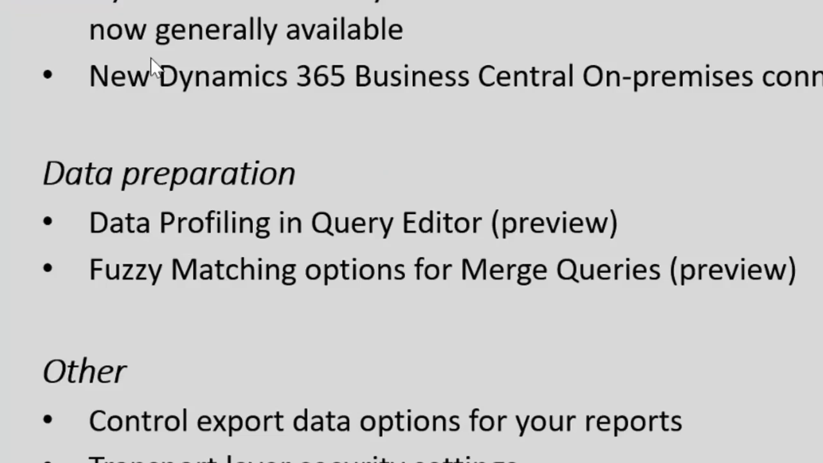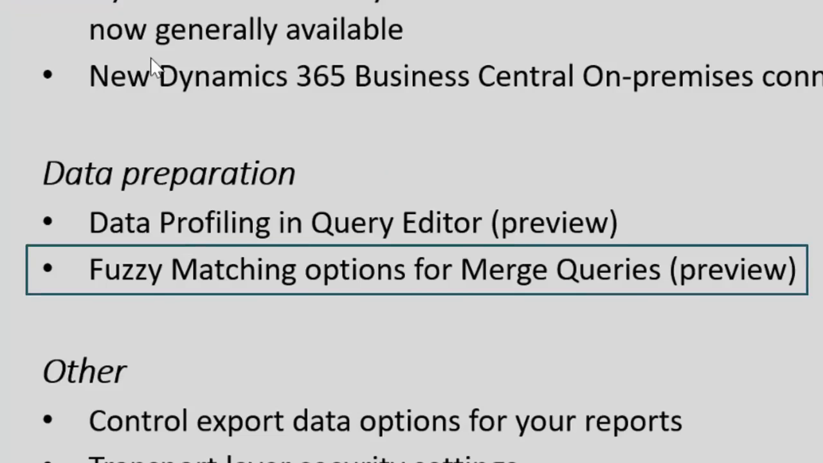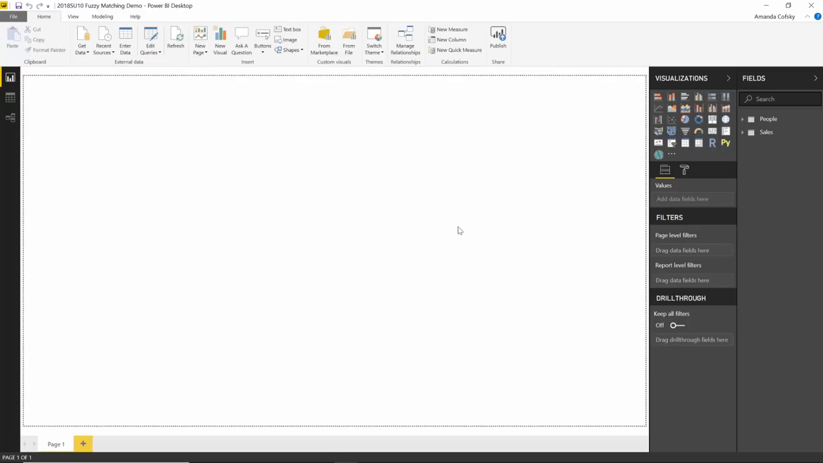The second feature on our list is fuzzy matching options for merging queries. We've had merging queries for basically forever, and it's always required the matching to happen with an exact match. But now you can use fuzzy matching logic as well whenever merging your tables together. Again, this is a preview feature, so you're going to have to enable it in the options dialog.